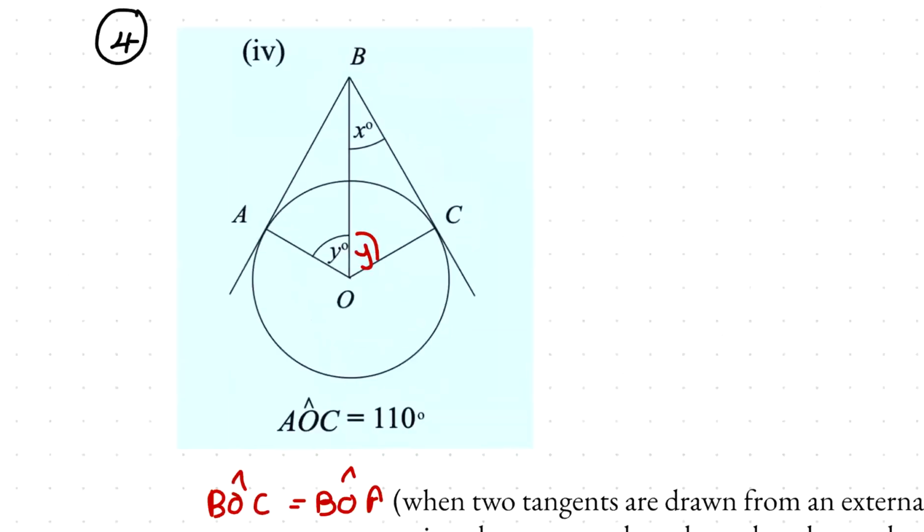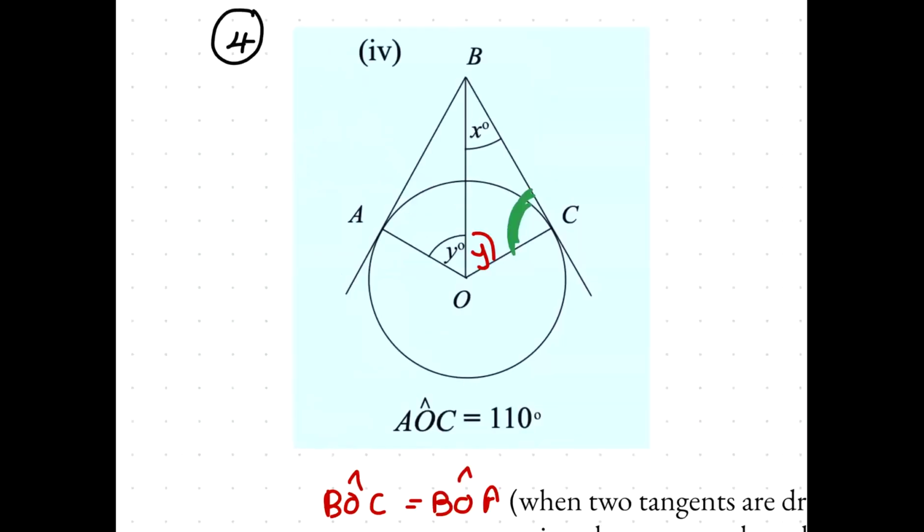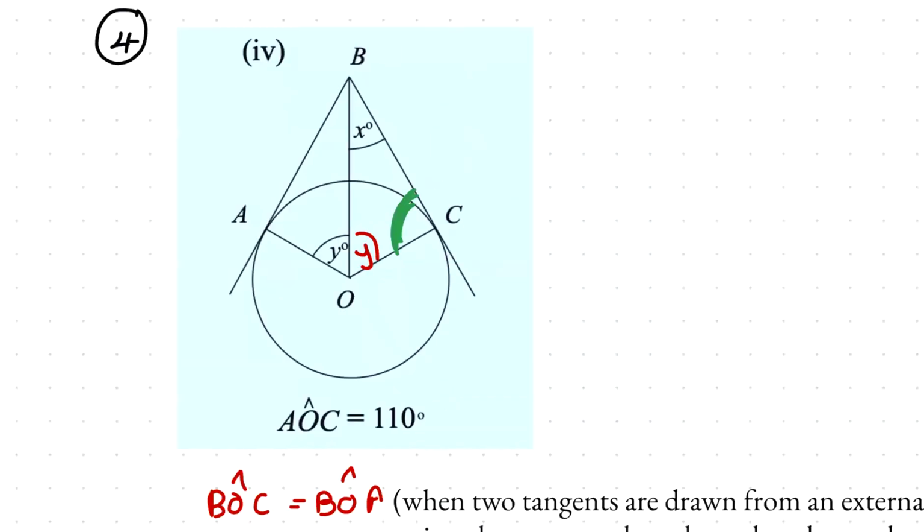Now, if you look at this one, OC is a radius. OC is the radius. BC is the tangent. Then what is the value of the angle BCO? What is the value of this angle BCO? Yes, 90, because the angle between the tangent and the radius is 90 degrees.